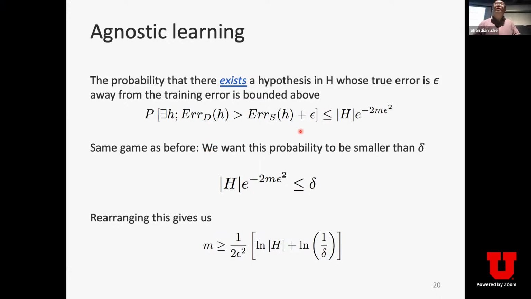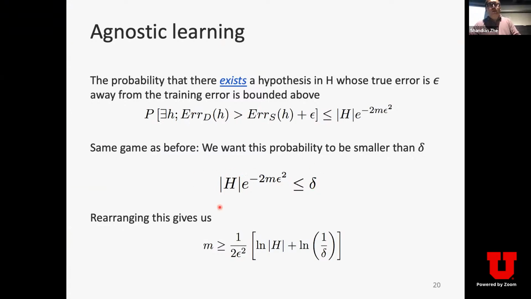Let me know if you have any questions. Because the mathematical derivation here is not important. We won't ask you to memorize how to prove this. But everyone needs to understand the meaning of doing this. Suppose I want to control the probability that your true error is epsilon away from the training error to be less than some given delta.